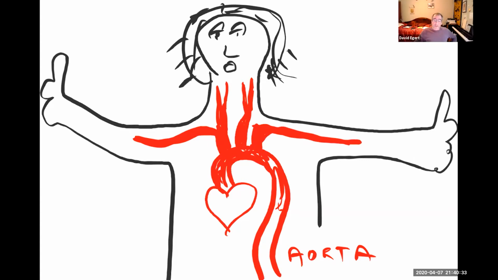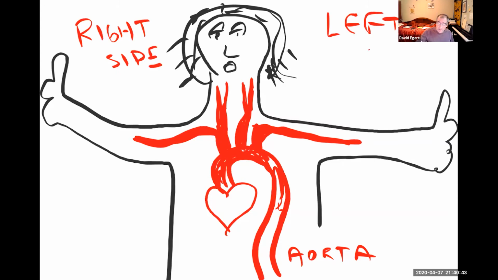So first thing you're going to notice is, this is the right side here. This is the left side. You're going to notice there's an asymmetry. So let us look at that in more detail now.